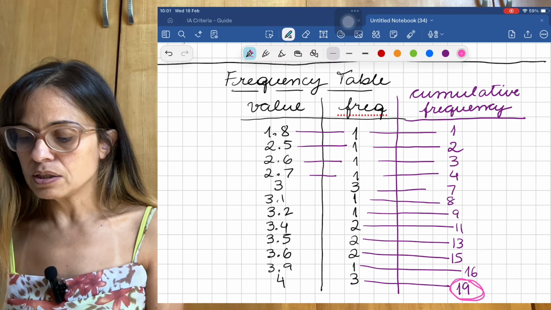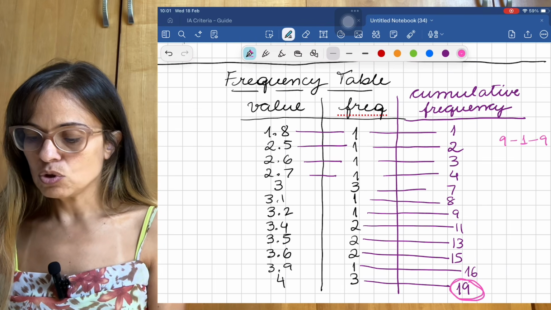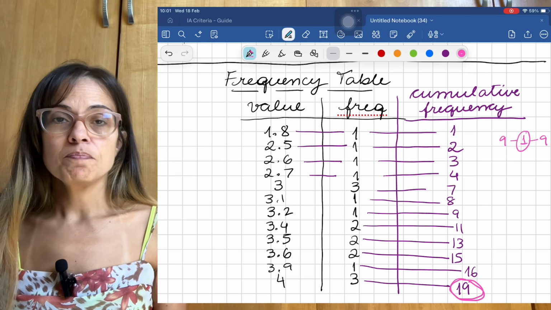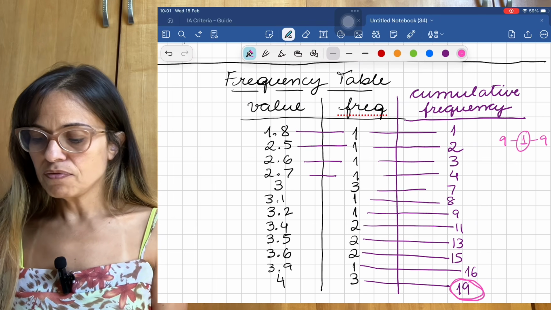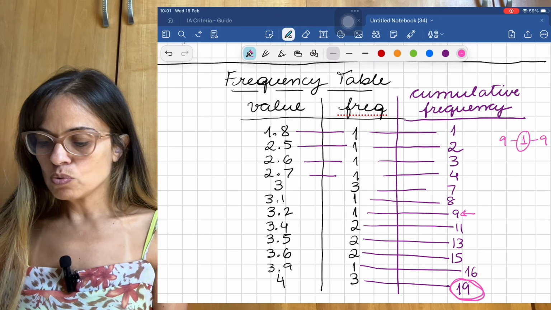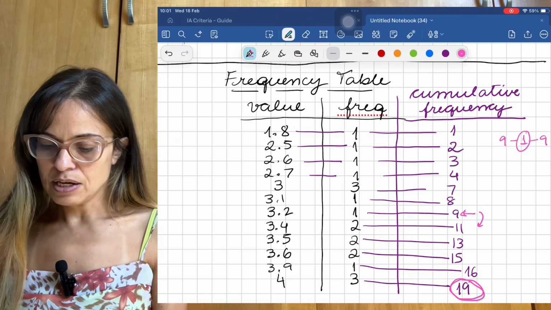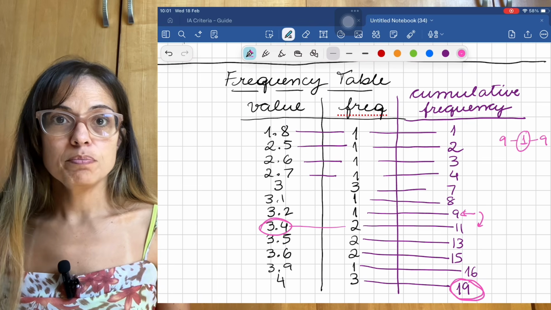So for the median, there's going to be 9 on the left, and then 1, and then 9 on the right side. So you're looking for that 10th number, the one that makes the total reach 10. So you can look at the cumulative frequency and see, well, here it was only 9, so 10 is on the next line, which means that 3.4 was the median.